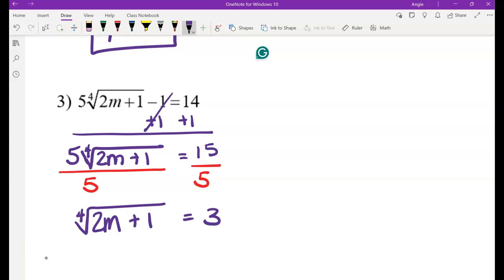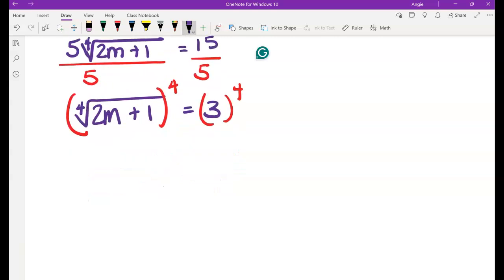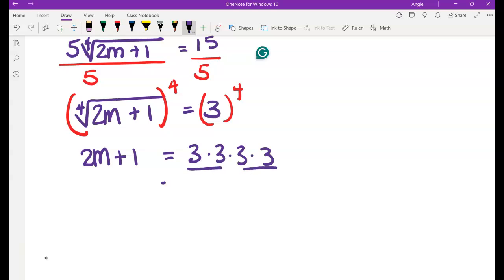Now it equals a positive 3, so we know we are going to be okay to have an answer. Now the opposite of fourth root, guys, is to raise it to a power of 4, just like that. So the fourth index and the power 4 cancel each other out, so 2m plus 1 equals 3 to the fourth. That's like 3 times 3 times 3 times 3, okay? So 9 times 9 is 81.